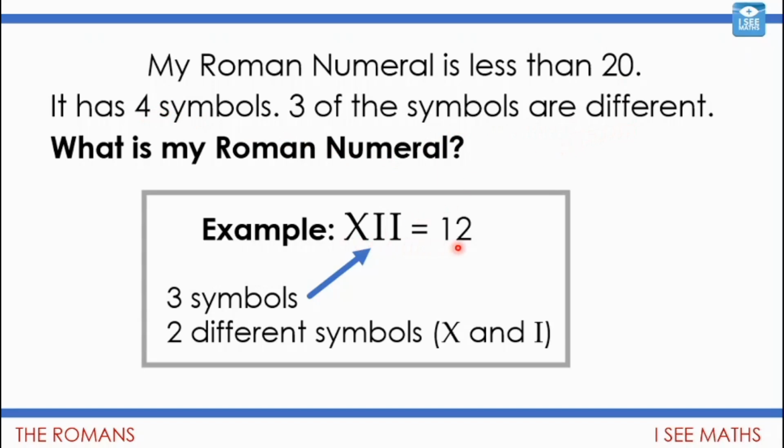So here is an example, not the answer. This is 12: an X, an I, and an I. Here there are 3 symbols, 1, 2, 3 symbols in total, and 2 of the symbols are different, an X and an I. So that brings you back to this question. I'm thinking of a Roman numeral less than 20. It's got 4 symbols and 3 of those symbols are different. What is it? What do you think? Pause the video, have a go at this task.